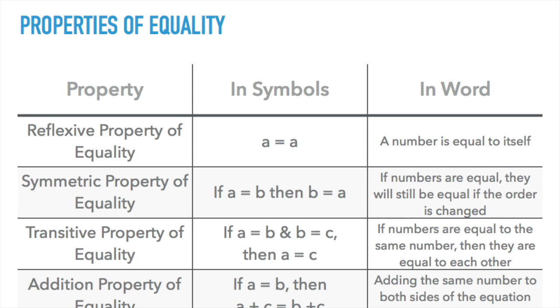Next, we have the addition property of equality. If A equals B, then A plus C is also equal to B plus C. In words, that means that adding the same number to both sides of the equation doesn't change the equality of the equation. So it changes the value, but it doesn't change the fact that the left side is equal to the right side.